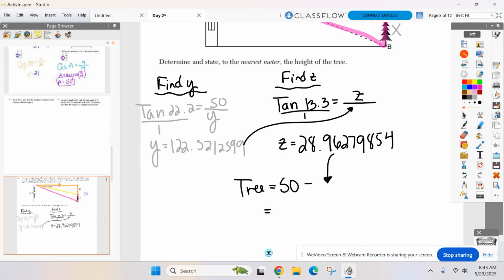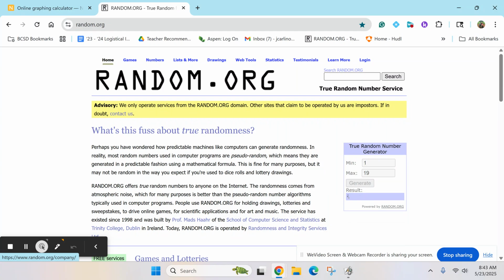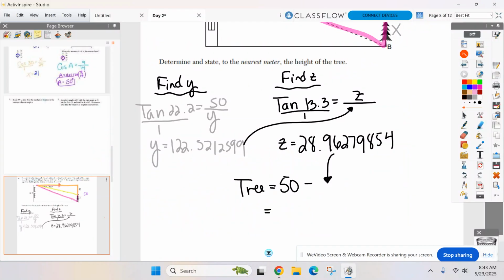And nearest meter, so whole number here. So you subtract that nearest meter for me here. Jackson, 20, 29, 21. All right. Whew. 4-pointer right there. All right, part 3 question.